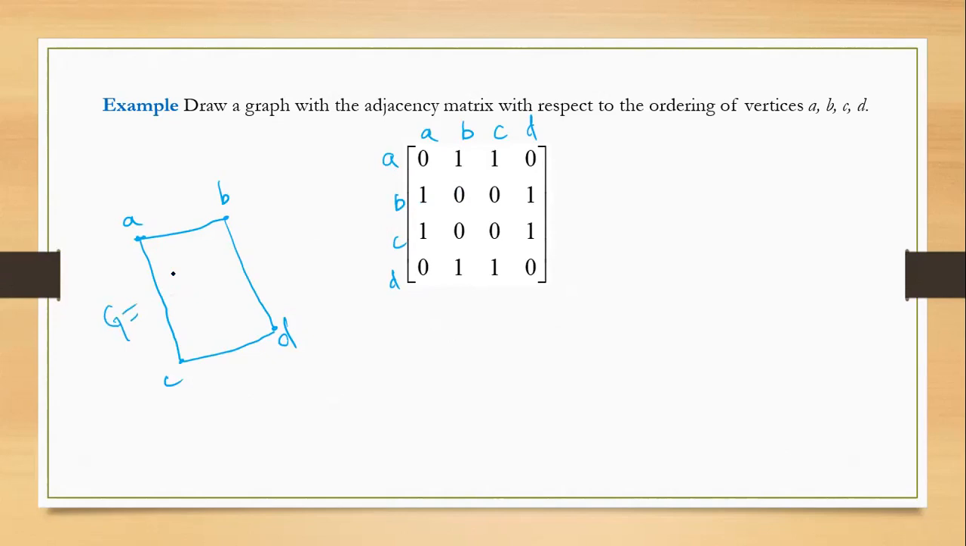Now you will have a question, what if I take A over here, B over here, C over here and D over here? Or maybe D over here and C here, A, B, C and D. And if you notice, A is connected to B, A is connected to C, B is connected to A and B is connected to D, C is connected to A and C is connected to D. Now both of these graphs are the same.